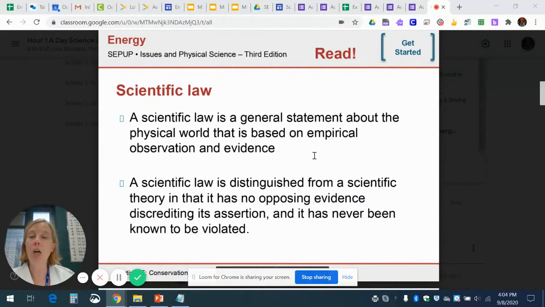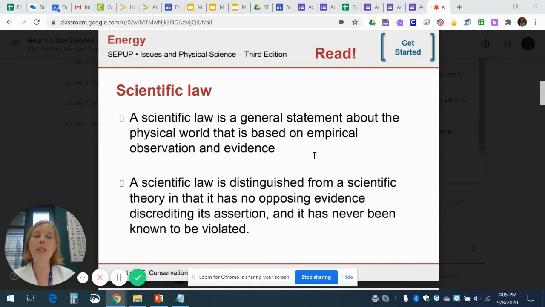We have a scientific law. A scientific law is a general statement about the physical world that is based on empirical observations and evidence. In other words, there are lots and lots of things that we have seen and done, different experiments we have done, and we always get similar or the same results. A scientific law is different from a scientific theory in that it has no opposing evidence discrediting its assertion, and it has never been known to be violated. In other words, with a scientific law, there is nothing that says it isn't true, and no evidence or anything that has happened to say that it is not true.